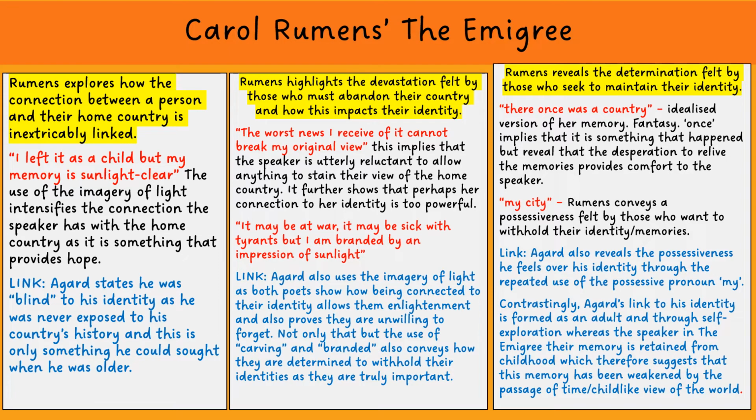Okay, so the first intention is looking at how a home, country and an identity with a person is inextricably linked. Okay, we've got that quotation where she says, "I left it as a child, but my memory is sunlight clear." We've got here the use of imagery of light, and this is intensifying the connection the speaker has with their home country, and it's something that's very clearly providing hope for them. But what we have to really consider is the fact that they've left this home country as a child, but their memory is almost permanent and has not been tainted in any way.